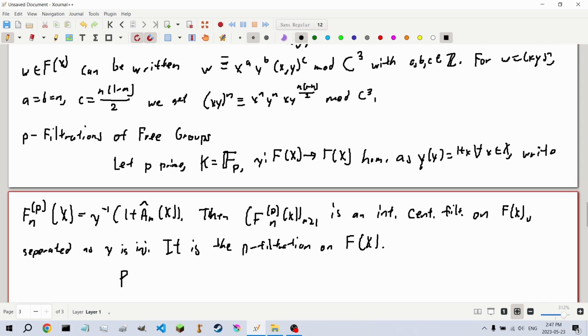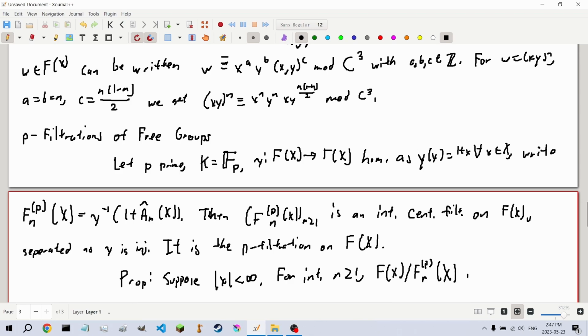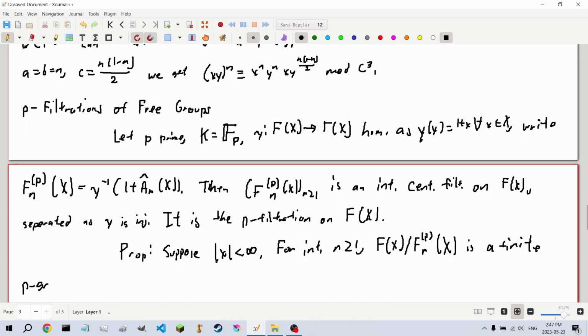Proposition: suppose that X is finite. For every integer n being at least 1, the free group on X divided by the nth of this p-filtration of X is a finite p group of nilpotency class, so like the order to which the series bottoms out, of at most n. Alright.